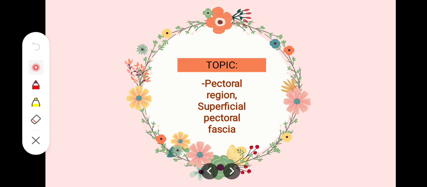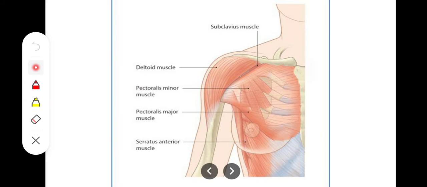In this video we'll take a look at the pectoral region and the superficial pectoral fascia, that is the superficial fascia of the pectoral region. So what is the pectoral region? It is basically the region of the chest that is present superiorly and laterally.